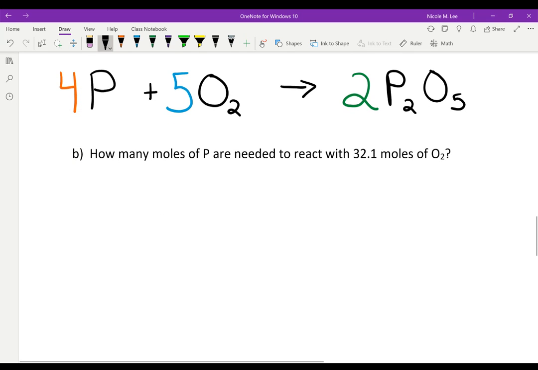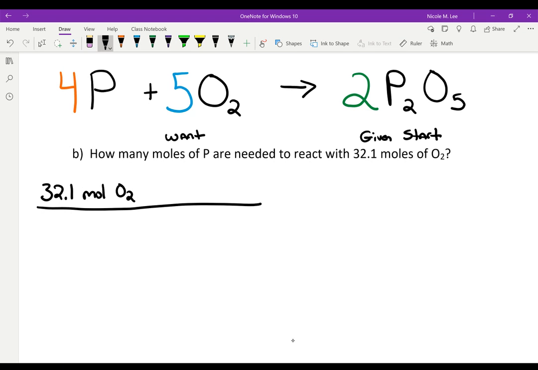Sticking with that same problem, I have another question. How many moles of P, or phosphorus, are needed to react with 32.1 moles of O2? So again, I have my given information here. This is where I'm going to start. I am solving for moles of P, so this is what I want over here. And so I start off with my given information, 32.1 moles of O2. Put this in my grid.